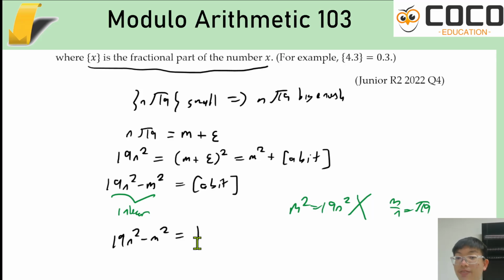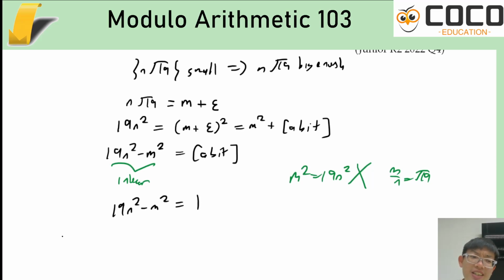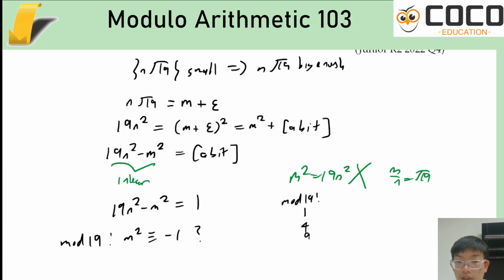And this is where the modular arithmetic can come in. If I were to take mod 19, this is saying that m squared is congruent to minus 1. Well, in fact, let's look at what the squares can be mod 19. 1, 4, 9, 16, which is negative 3, 25, 36, this is negative 2.